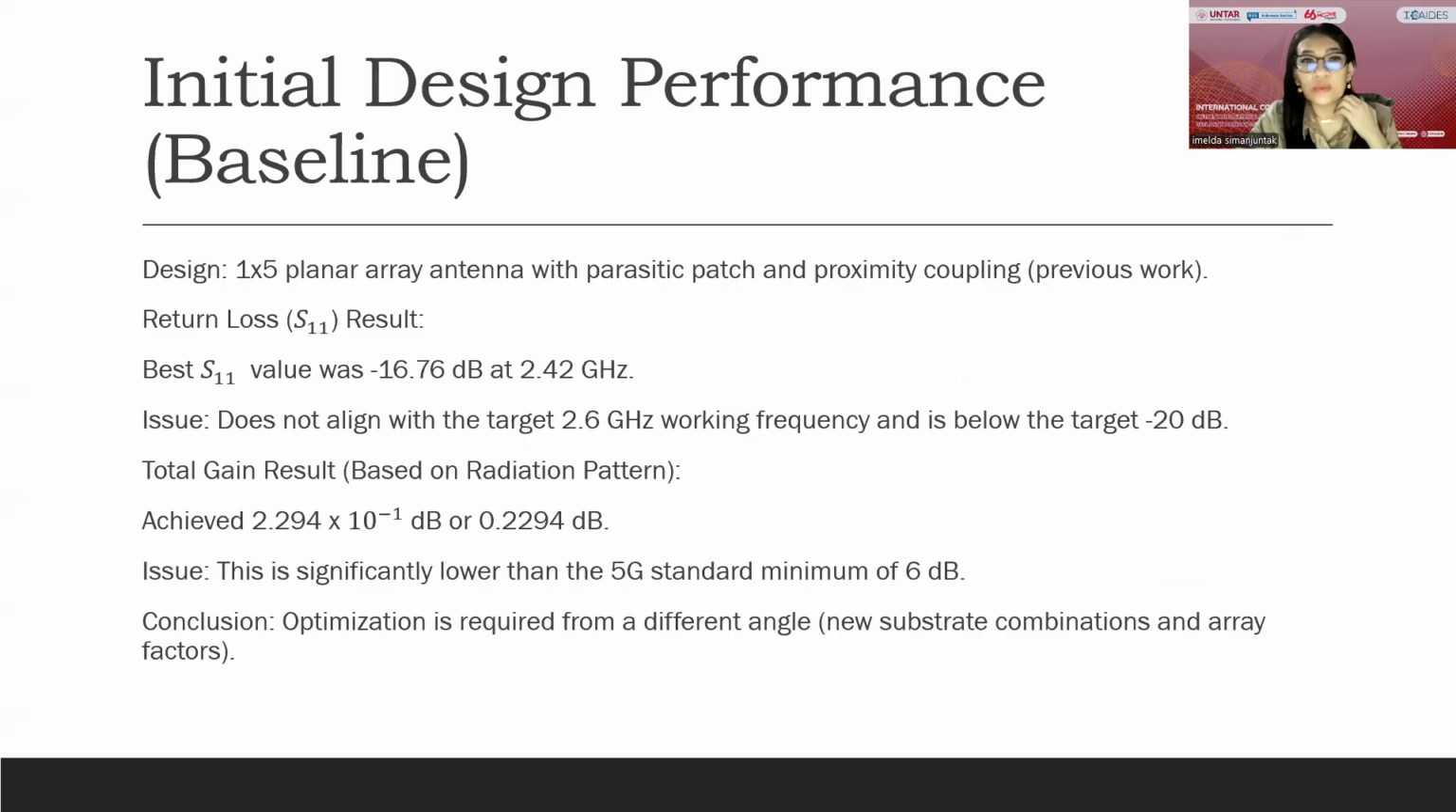My previous work was a 1x5 antenna with parasitic patches. So patch one is fed, and patches two, three, and five are parasitic, not connected to the feeder, using proximity coupling. The result is a return loss of minus 60.76 decibel at 2.42 gigahertz. This is not aligned with 2.6 gigahertz.